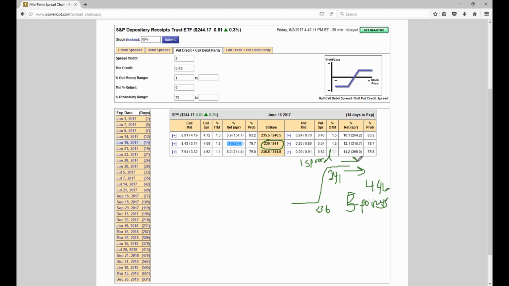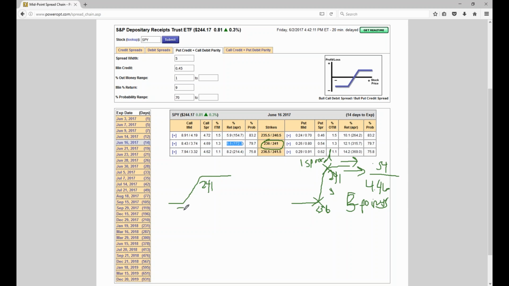If the stock stays above 241 with the bull put, both options expire worthless. You don't have to do anything. You keep the net credit of 54 cents. So there's your 12.1% return. Didn't have to do anything else. Your broker might charge you a small fee for expiring options. Depends on the broker, of course. You don't have to do anything else. When I enter a bull call debit, I've got the same risk-reward profile.